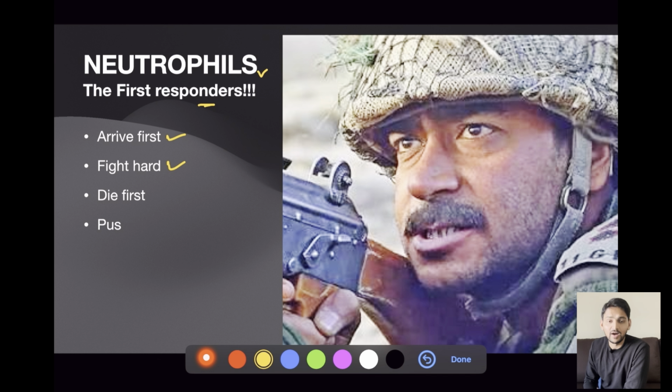It will try to fight as hard as possible and it will die first. We say within 48 hours, its action will be done. And this is the reason for pus formation, right? This is about neutrophils. It is ready to fight and ready to die.